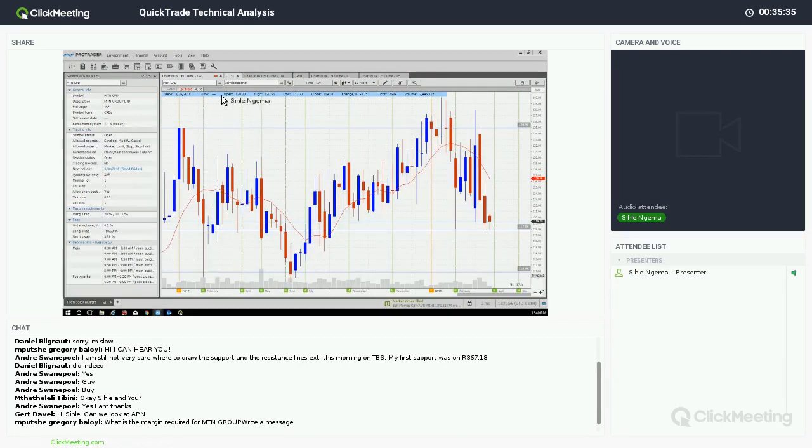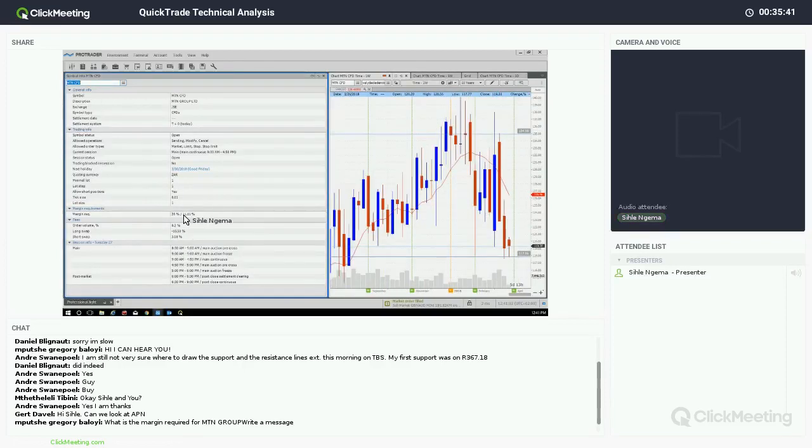Margin required on MTN. I don't know if you guys can see it. This is the margin required on MTN. It's 20%. The margin required on MTN is 20%. That's what you need to put down to participate on MTN.